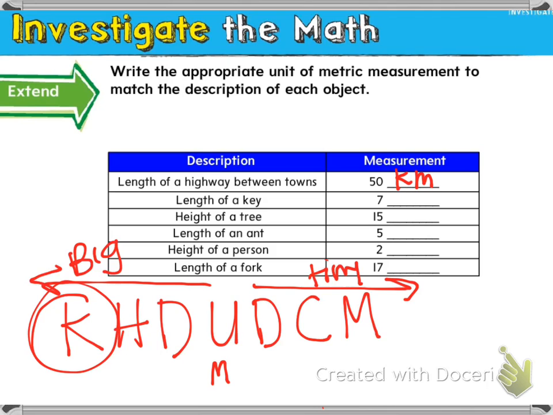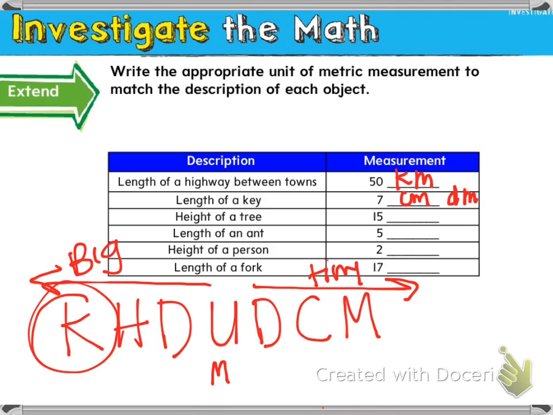How about the length of a key? The key that you use to unlock your door at your house. How long would that be? 7, what do you think? Decimeters, centimeters, or millimeters? We know that it's one of the small ones. I would probably say 7 centimeters. Or decimeters.